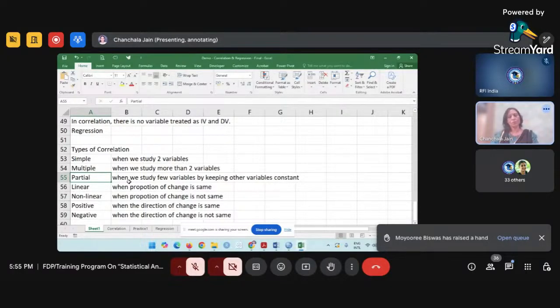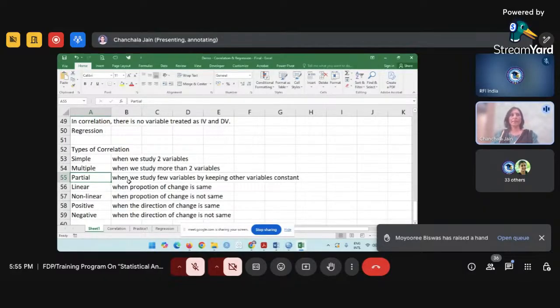This is partial correlation. When you say the proportion of change is the same, it means if you change one variable by 1 unit, the other variable also changes by the same proportion; it is known as linear correlation, right? When you change one variable by 1 unit, but the other variable changes by some different amount, maybe 0.5, 2, 3, something like that, that means the proportion of change is not the same, it is non-linear.